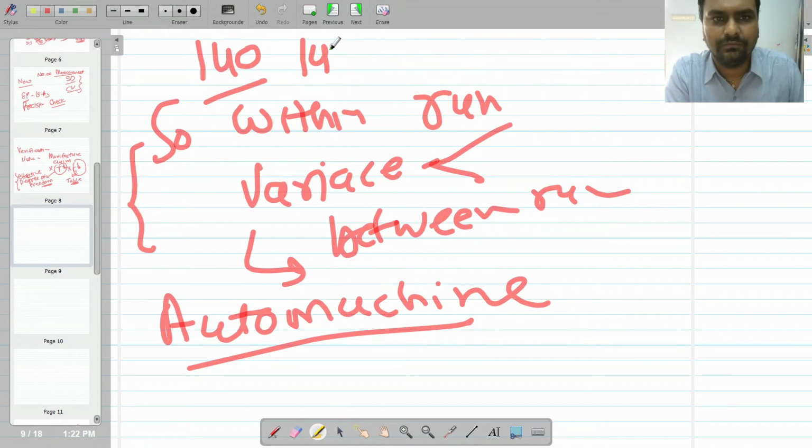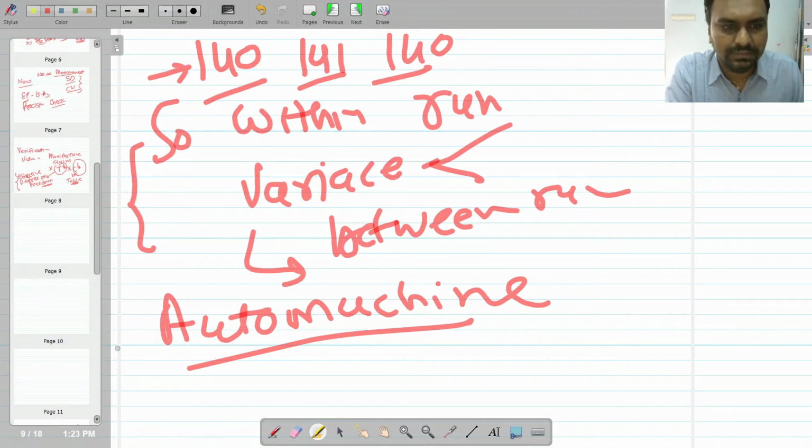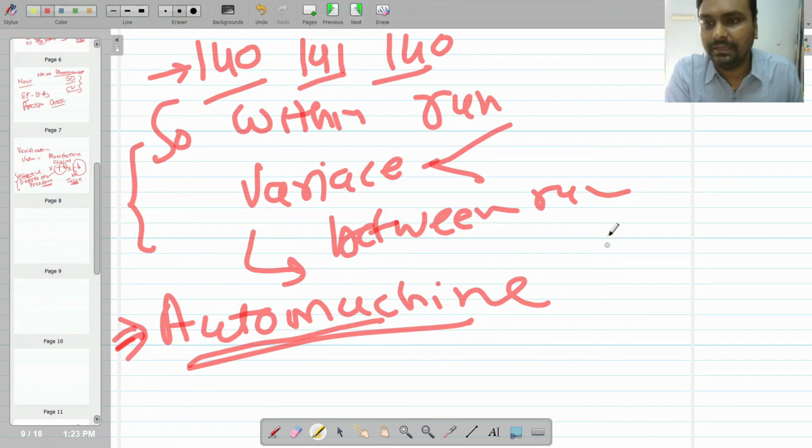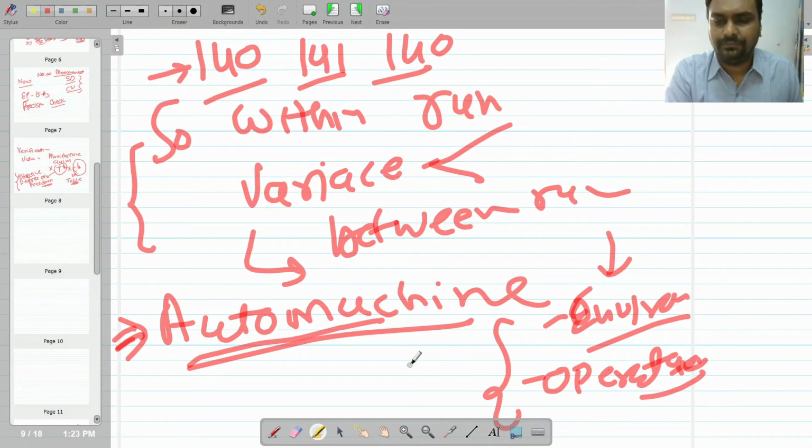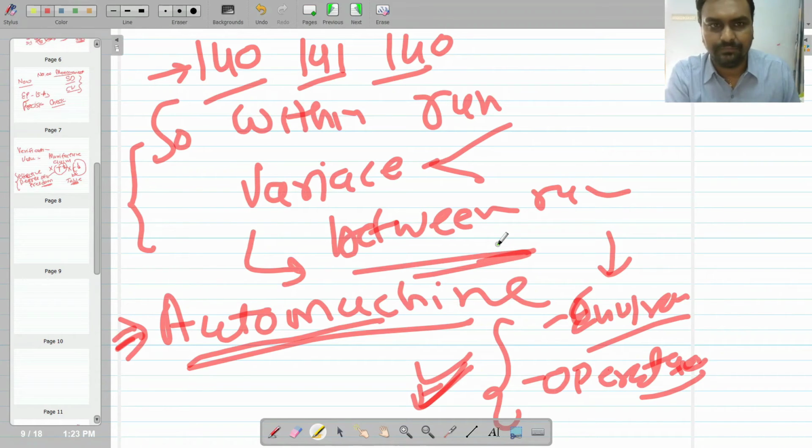So we got results like 140, 141, 140. You can see these results are very precise. So it will be seen in case of an automated machine. But why is between run variance high? Maybe because of environmental factors, temperature, etc., or the operator. They may be the cause of the between run variance, which is higher.